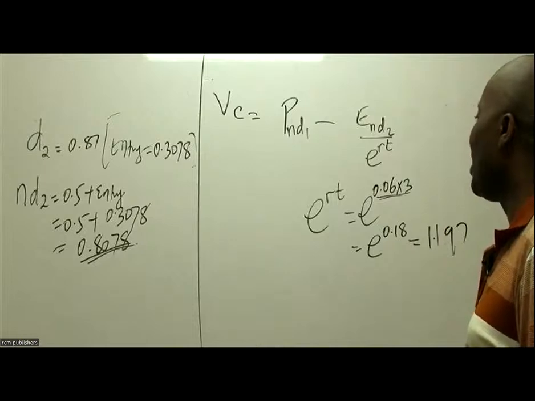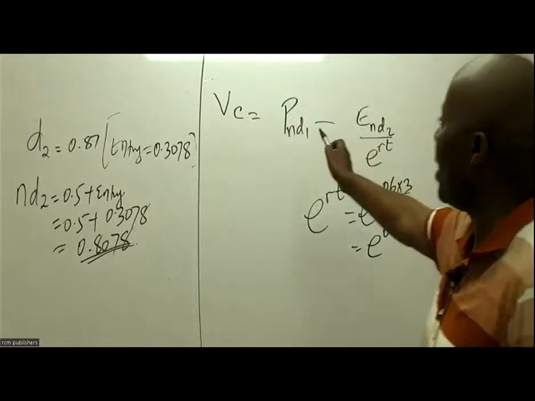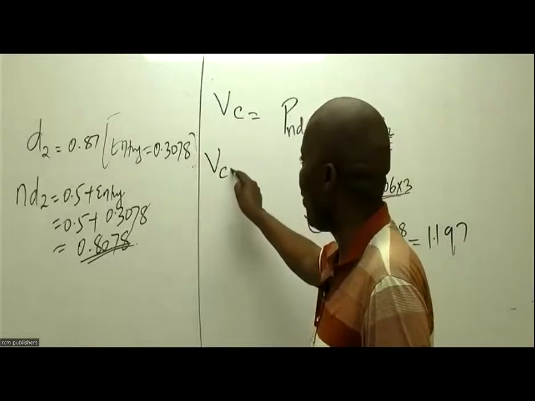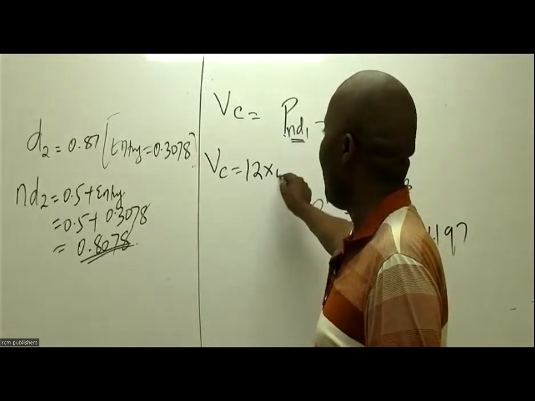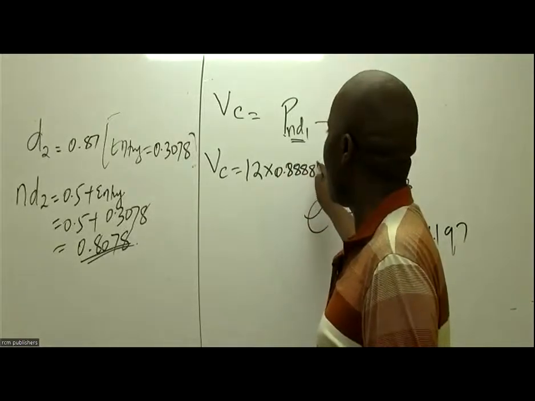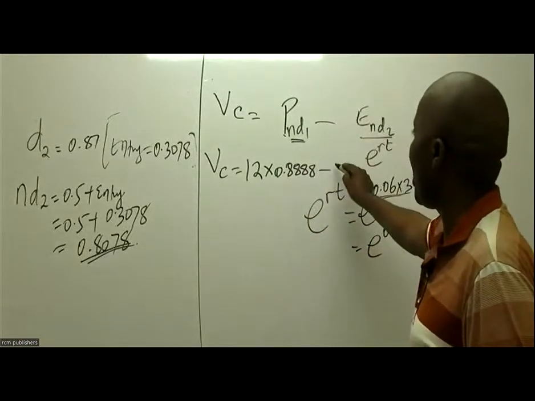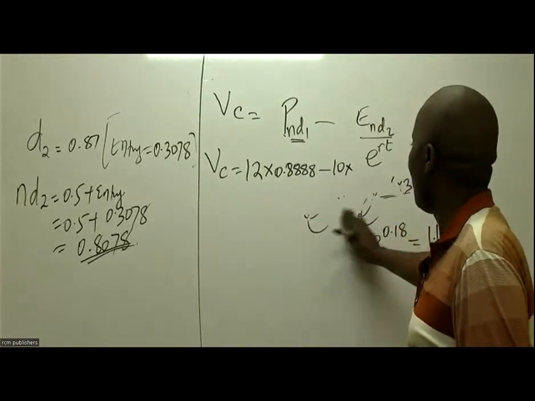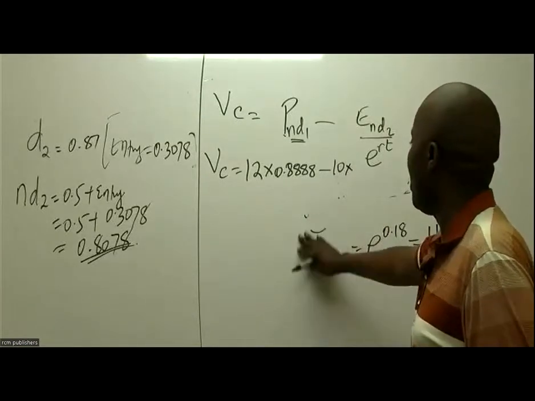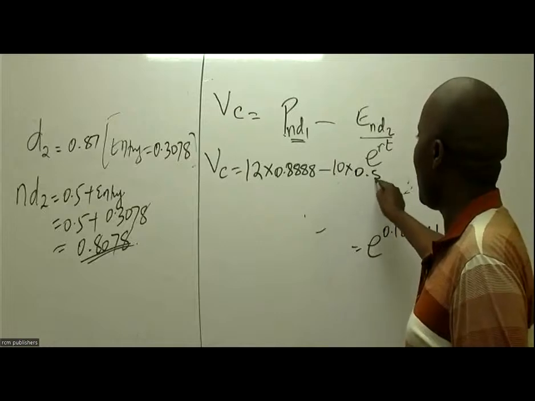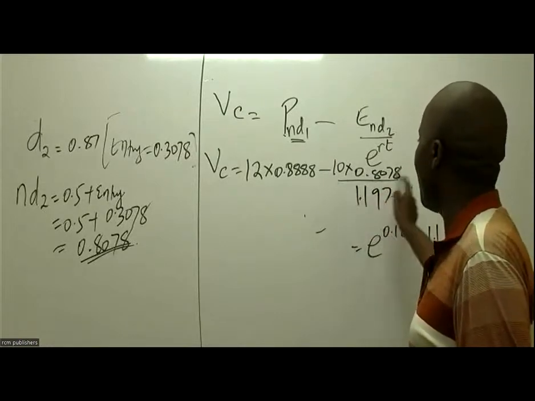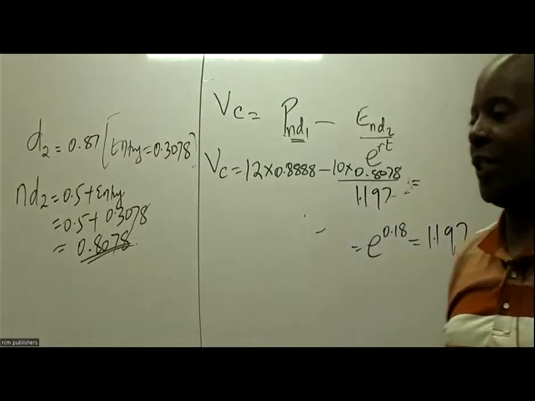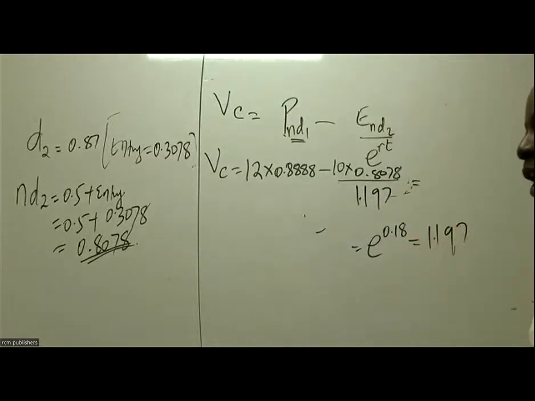So come and plug in here. The value of a call will be equal to P. P, we got this as 12. ND1, if I remember very well, it was the one that had got many 8s. Exercise price was 10. Multiply this by ND2, which is 0.8078. Divide this by 1.197. Then you should be able to move with speed and give us the value of a call option.